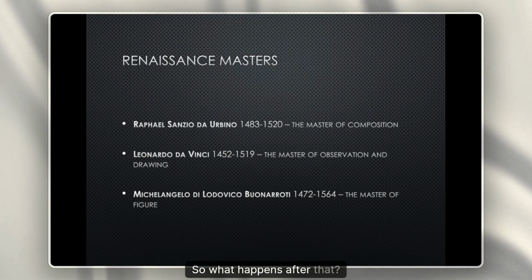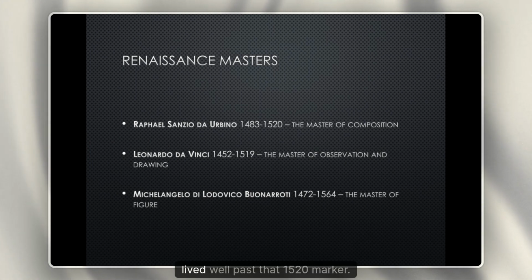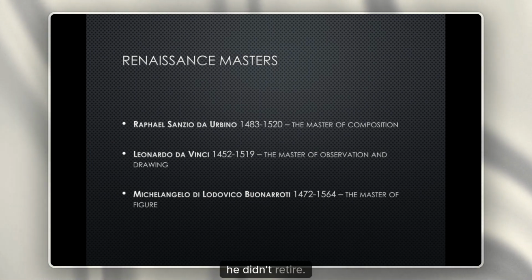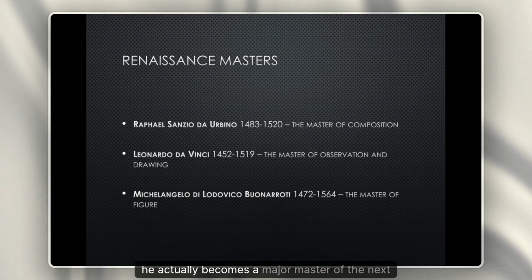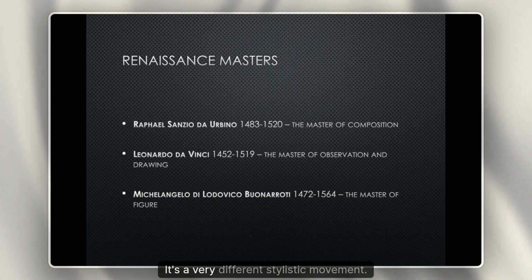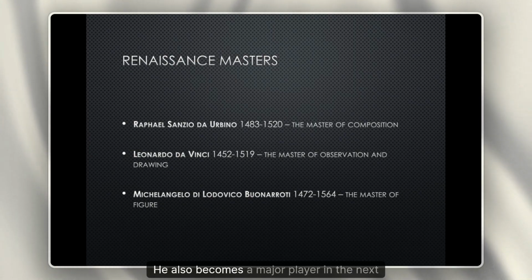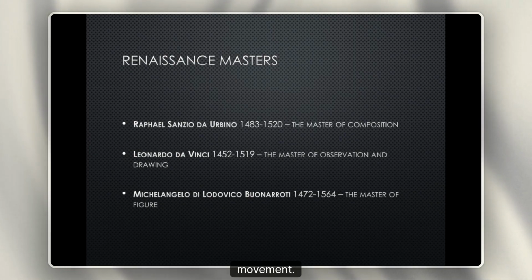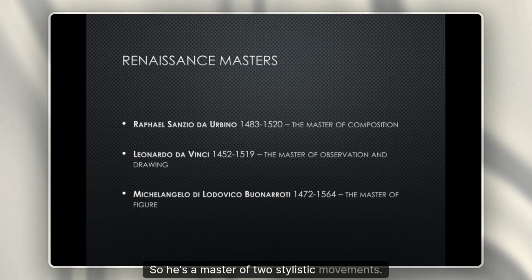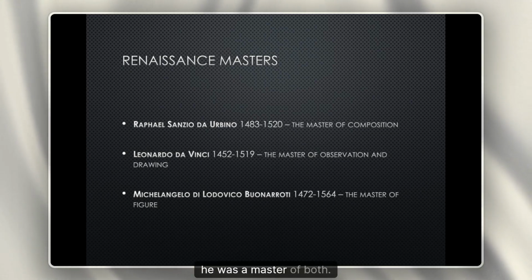So what happens after that? Well, Michelangelo Buonarroti, son of Lodovico, as you can see, lived well past that 1520 marker. He didn't retire. He actually becomes a major master of the next movement, which is Mannerism. It's a very different stylistic movement. So Michelangelo produces a lot of mastery in the High Renaissance. He also becomes a major player in the next movement. So he's a master of two stylistic movements, the High Renaissance and Mannerism. So Michelangelo, he was a master of both.